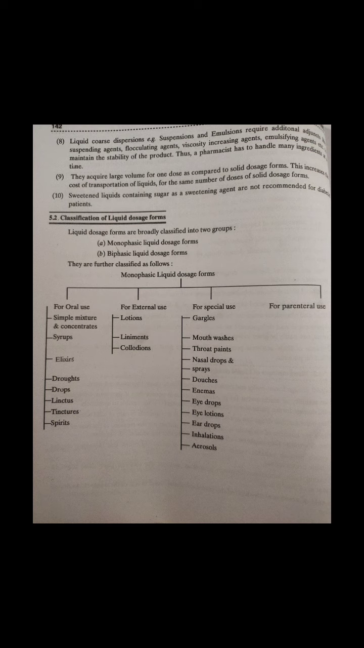The label should have directions like dilution ratio with warm water, for external use only, and all other necessary requirements of liquid dosage form except the dose column. So this was all about the mouthwashes. Next we have throat paints.